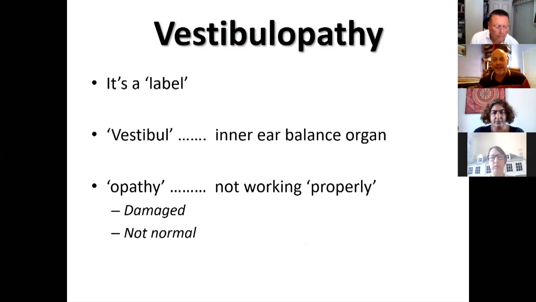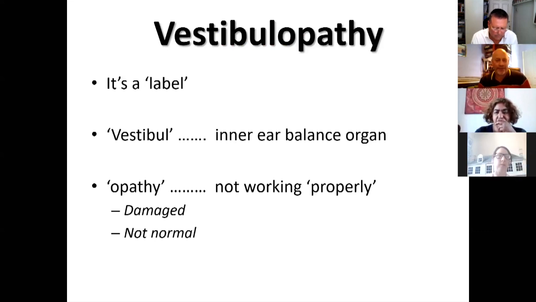So first of all, starting with vestibulopathy, it's a label. I mean, we're using it as a diagnosis, but it's a label. It comes from putting two words together. Vestibule is the inner ear balance organ, so the vestibular system is the balance system. And then opathy means it's not working properly, so either it's damaged or it's not normal.